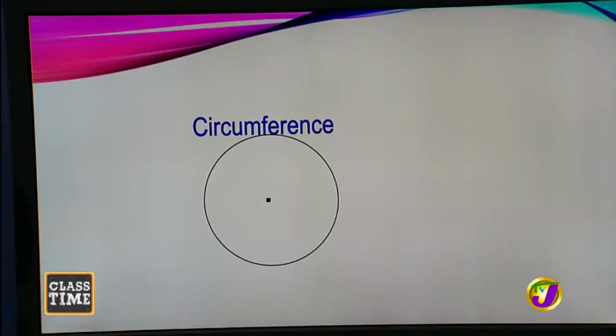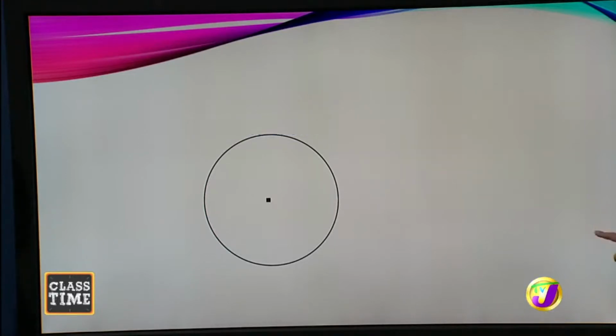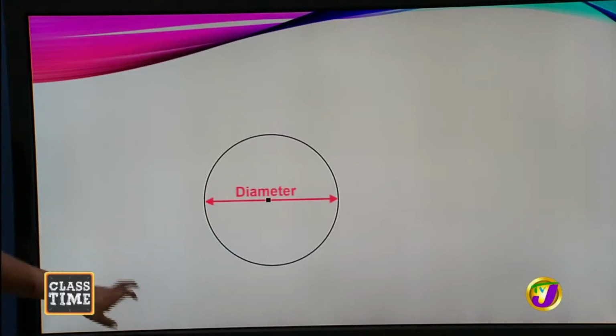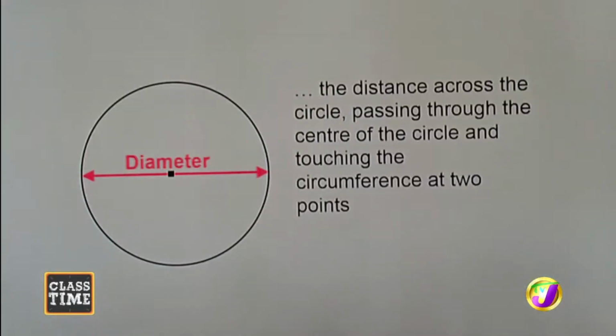Okay, so we did identify the circumference. Awesome. And we said it was the length of the boundary of the circle. It's also called the perimeter of the circle. All right, so we're going all right so far. The diameter, again, is the distance across the circle, passing through the center of the circle and touching the circumference at 2 points. So far, we're 2 out of 2.